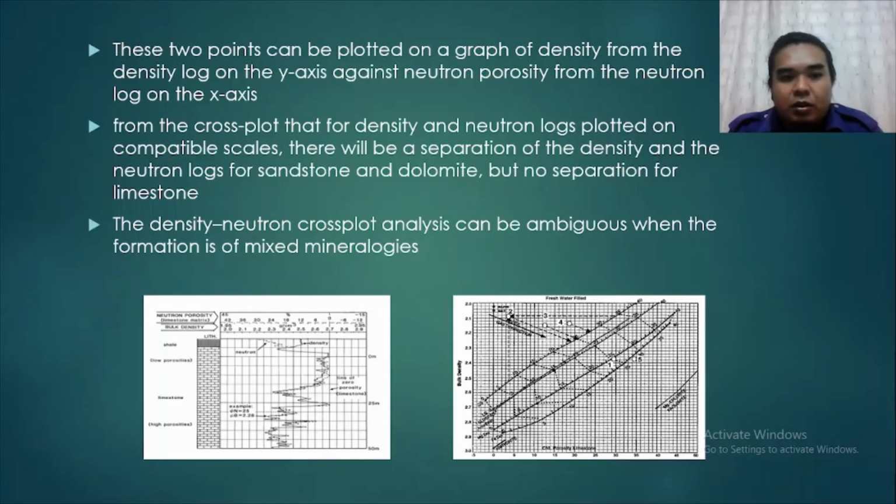And the density-neutron cross plot analysis can be ambiguous when the formation is mixed with mineralogies such as sandstone, dolomite, and limestone.